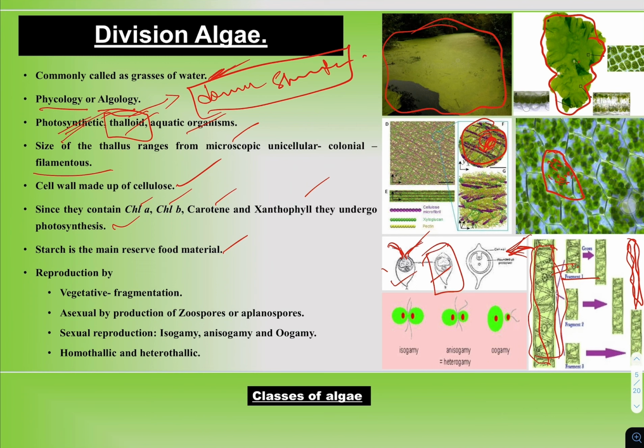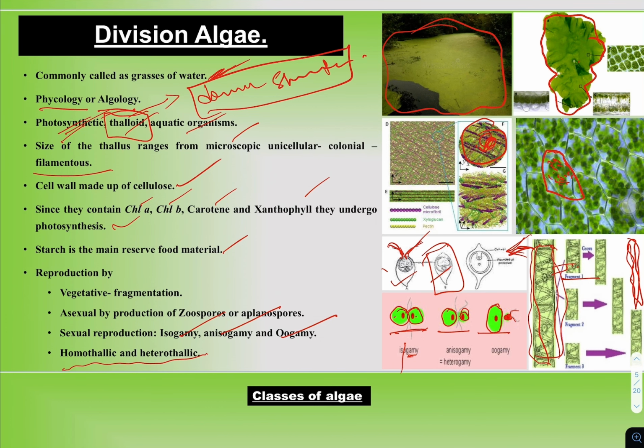Sexual reproduction takes place by three types: isogamy, anisogamy, and oogamy. Isogamy is the fusion between the same type of gametes. Structurally, they are the same, hence they are called iso. Iso means same, gamy is fusion. Anisogamy is fusion between two dissimilar gametes. One is large, one is small. Whereas in oogamy, the female gamete is always larger and non-motile. The male gamete is small and always motile. Hence, sexual reproduction is isogamous, anisogamous, and oogamous.